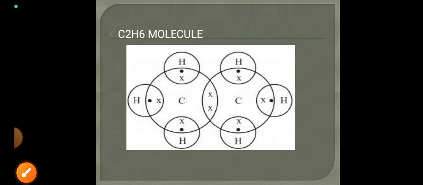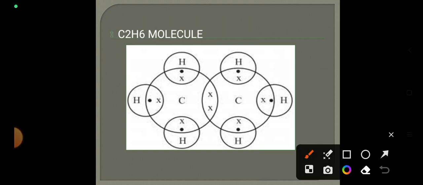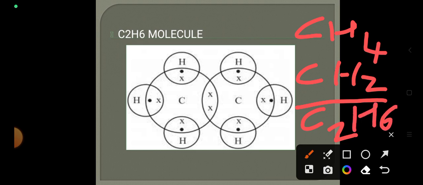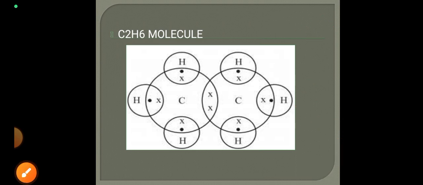Now similarly, next we will understand how to draw another electron dot structure, that of ethane. Ethane is a homologue of methane. If we add a CH2 unit to methane, so CH4 is methane, if I add a CH2 unit to methane, it will be C2H6. Now we will understand how to draw the electron dot structure for ethane.